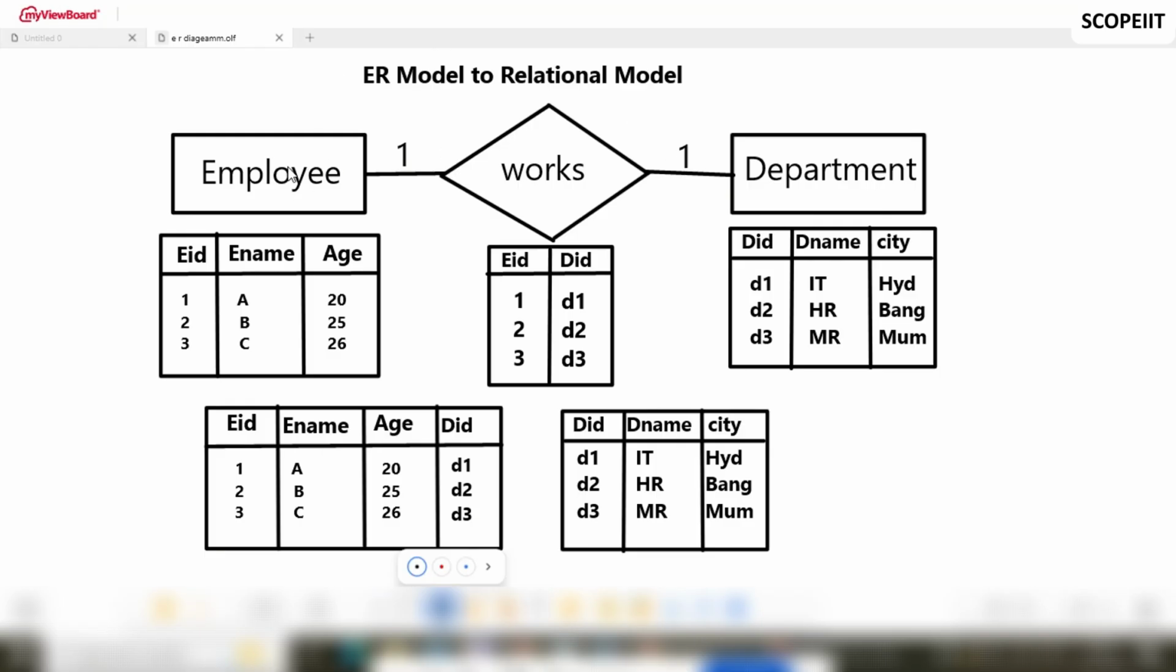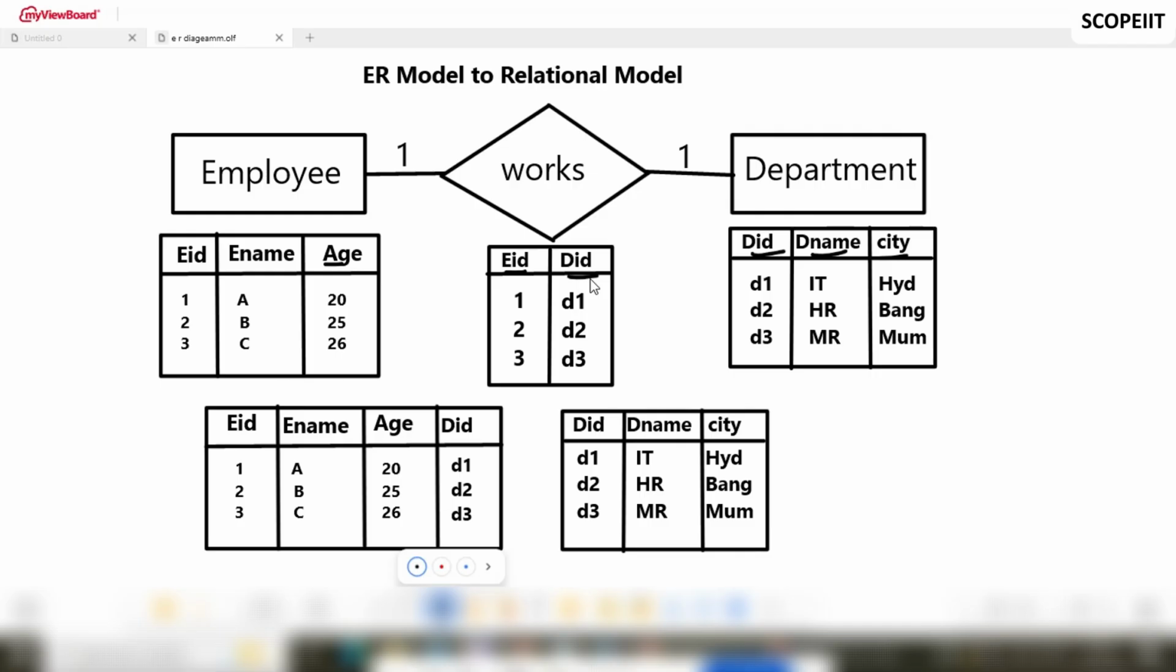Now see, this is an example of one employee works in one department. This is the employee table and this is the department table. The employee table has employee ID, employee name and age, whereas the department table has department ID, department name and city. Then Works has on the left side employee ID and on the right side DID. Now one question will arise in your mind: ma'am, why are we doing it? What is the need of creating this relationship? The employee table is there, and the department table is there to get department information.